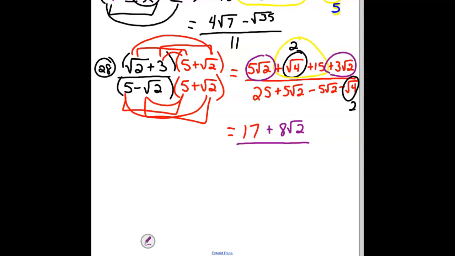For the denominator, notice that a positive 5 root 2 added with a negative 5 root 2 cancels out. So we're really just left with the 25 minus the 2, or 23. So our final answer is 17 plus 8 root 2, all divided by 23.